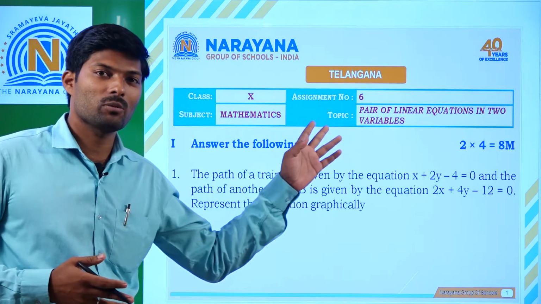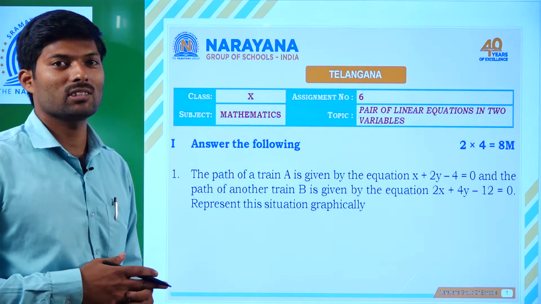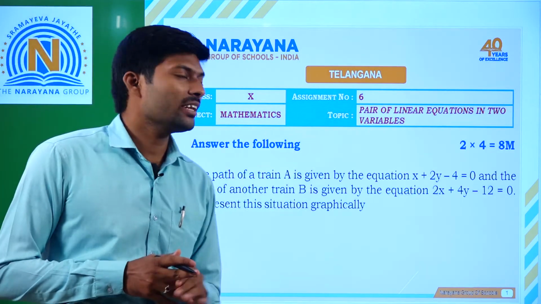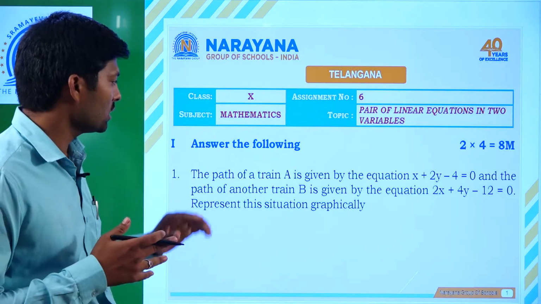Today I am going to explain about assignment number 6 from 10th class. The topic is pair of linear equations in two variables. Let us see the first question.